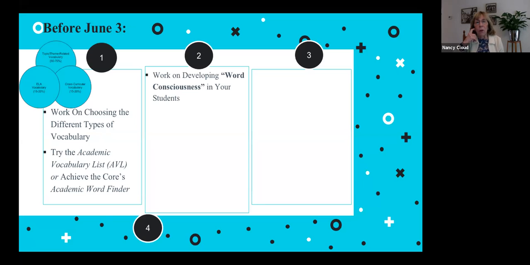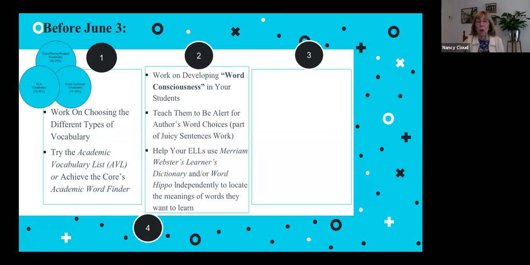And then we talked about that kids need to develop this concept of word consciousness. And so if you had time, I was hoping you might be able to work on developing word consciousness with students, which involves teaching them to be alert for an author's word choices, which is part of Juicy Sentences work. And also if they do notice a word, for them to have tools like the Merriam-Webster's Learner's Dictionary or Word Hippo to find the meanings of words that they want to learn. So maybe you had your kids try out some of that.